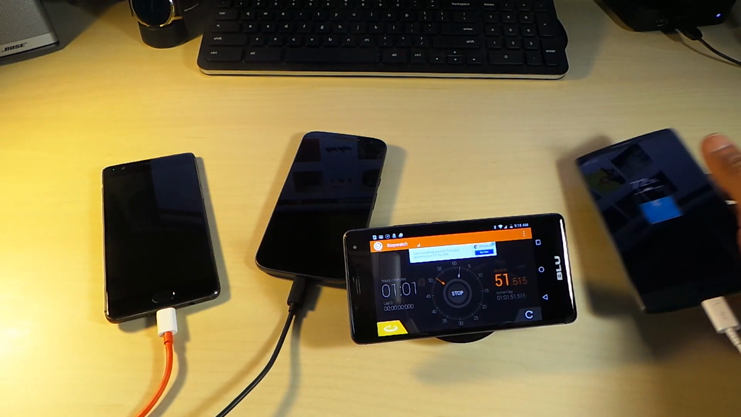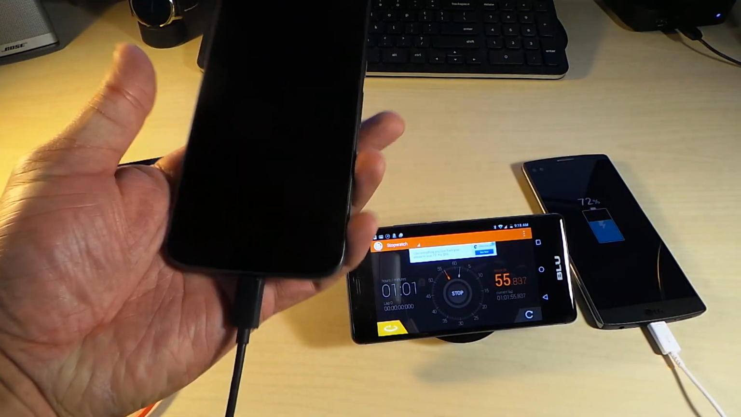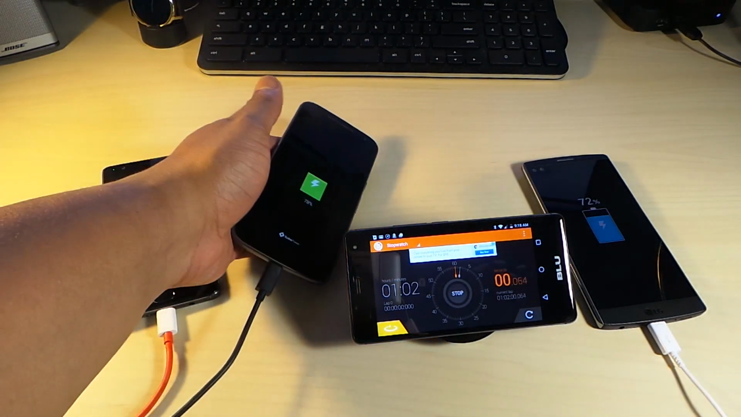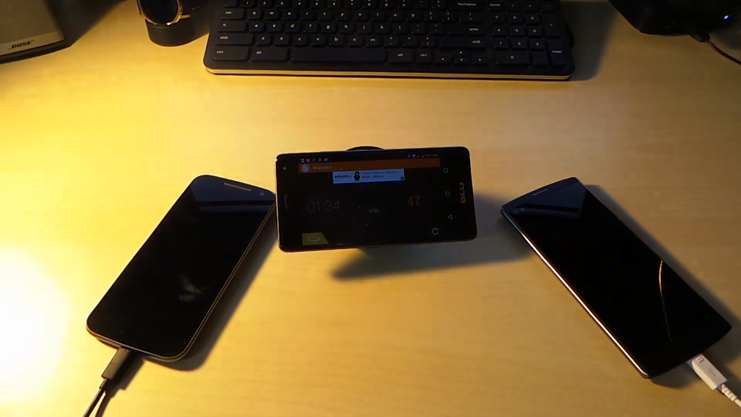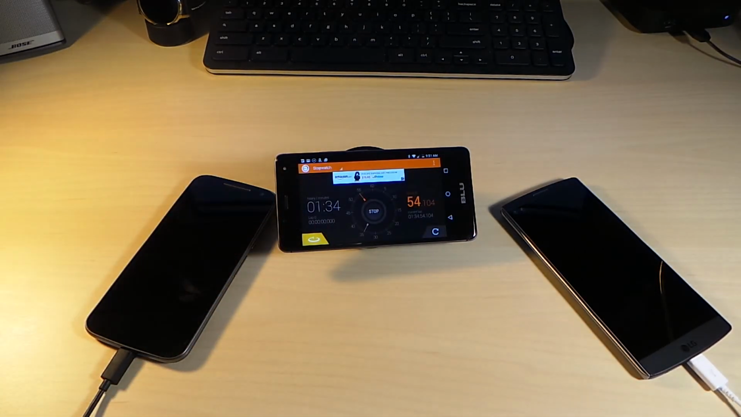LG V10, 72%, while the OnePlus 3 is at 100. Moto G4, 78%. So I'm going to continue and see when these other two phones will reach 100%. Then we'll end the video. All right. So let's check out these two devices. What time we got? All right.